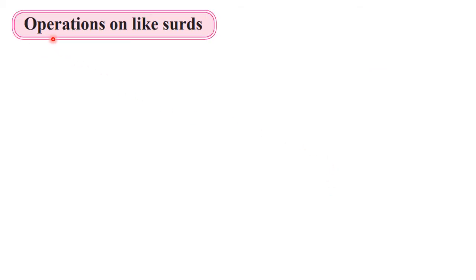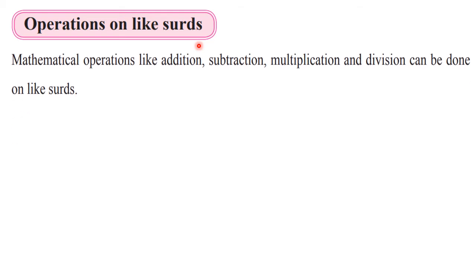Now we are going to study operations on like surds. That means we are going to see addition, subtraction, multiplication and division. Now here all these operations can be done on like surds. In that, for addition and subtraction, like surds are compulsory. We cannot add or subtract unlike surds. But multiplication and division is possible in case of unlike surds. Take a note of this.